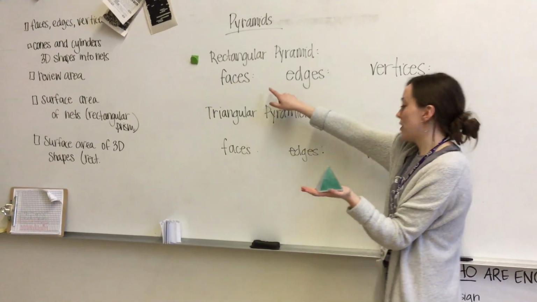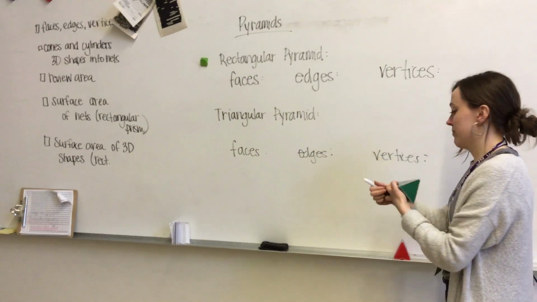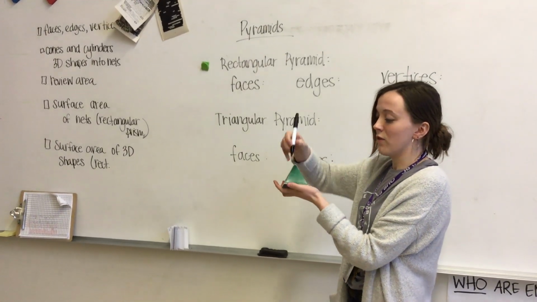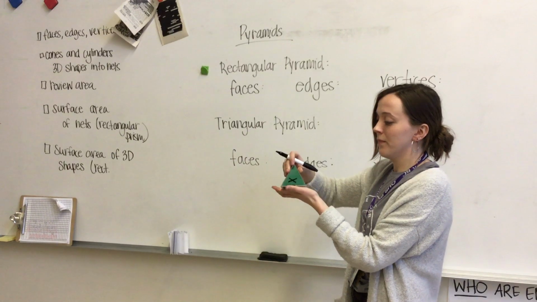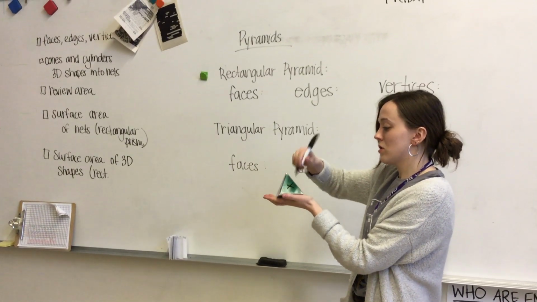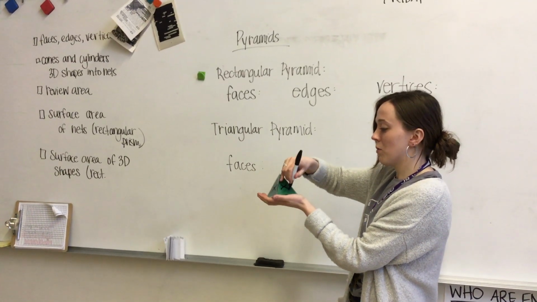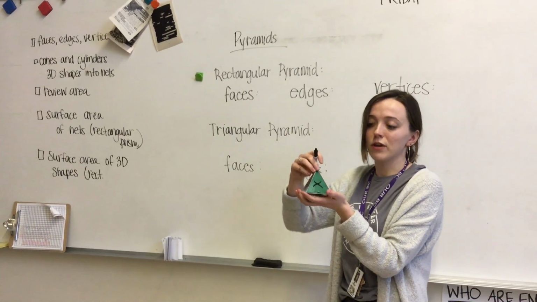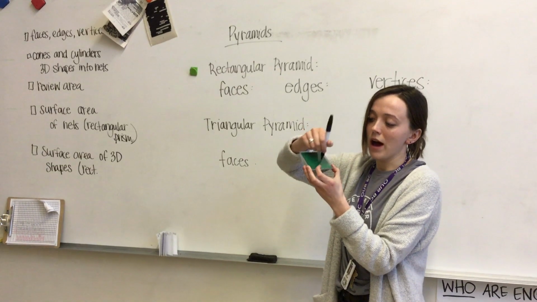So I'm going to count the faces like I did yesterday. I'm going to use my markers so I know what I'm doing. So face is the flat part. 1, 2, 3, 4, and a lot of kids forget this. They forget the base. 5.